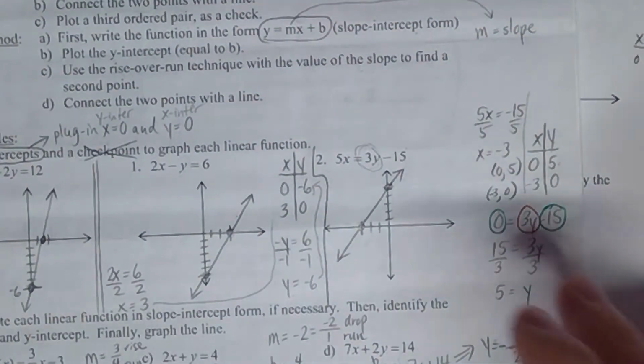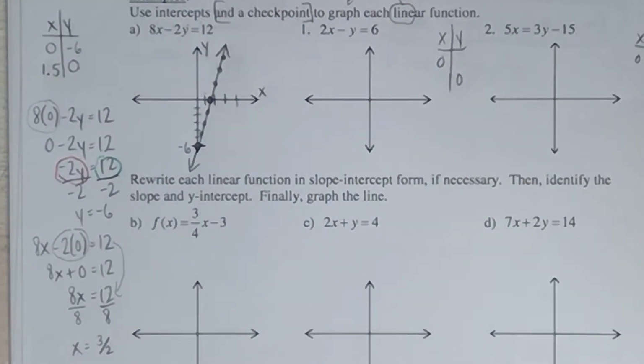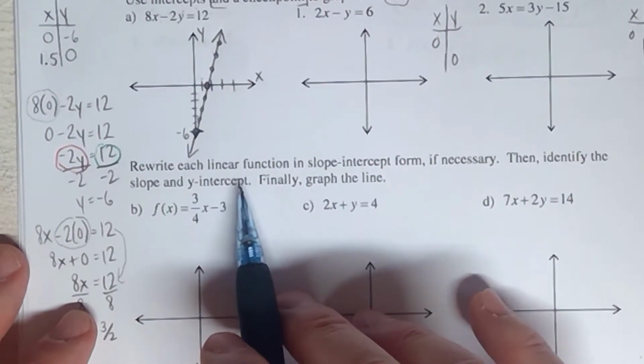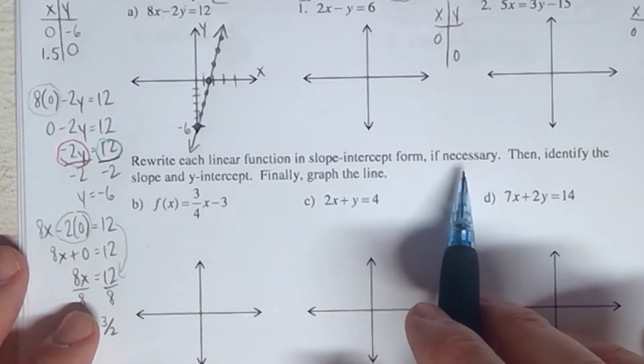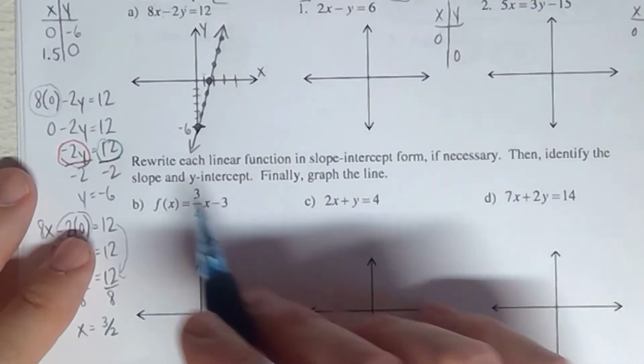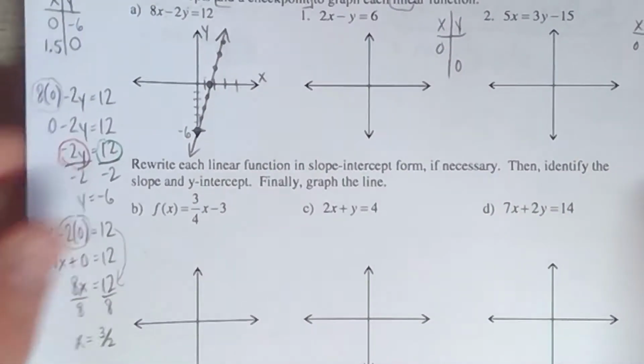All right? The second method that we have, as I go back to a clean sheet here, is it says rewrite each linear function in slope-intercept form if necessary. Sometimes it'll already be in that form. Then identify the slope and y-intercept, and finally graph the line. Okay, got some new things we got to introduce here.